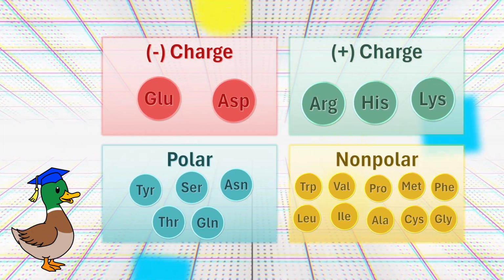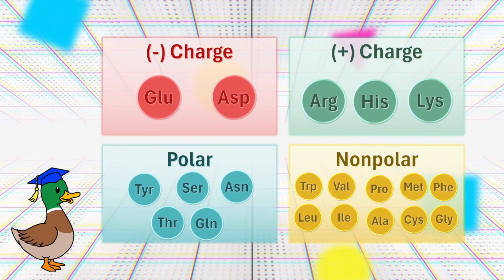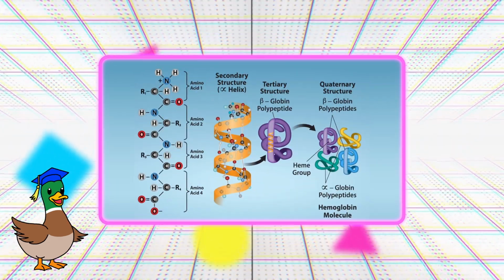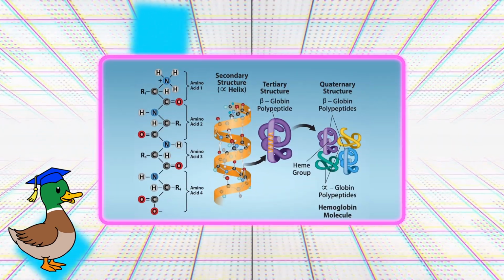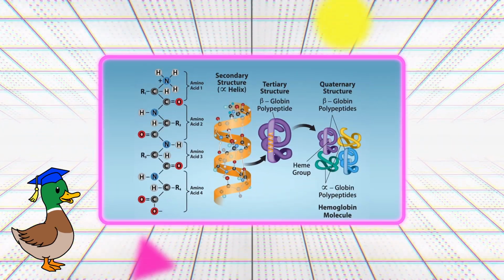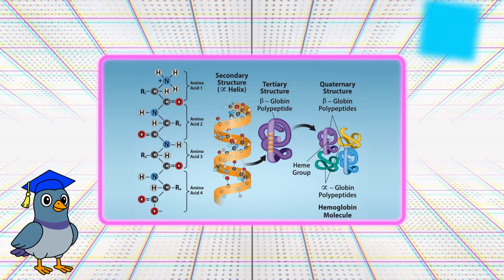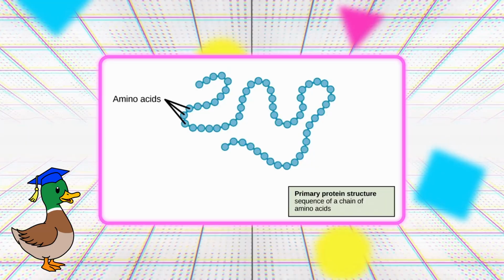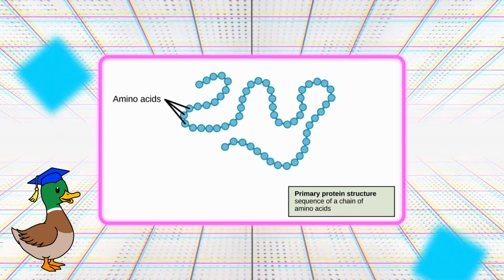Because each R group is unique, the sequence of amino acids in a polypeptide chain determines the function and shape of the protein. There are actually 4 levels to protein structure: primary, secondary, tertiary, and quaternary. Just when you think it's going to be easy. The primary structure of a protein is the unique sequence of amino acids that the polypeptide chain is composed of.